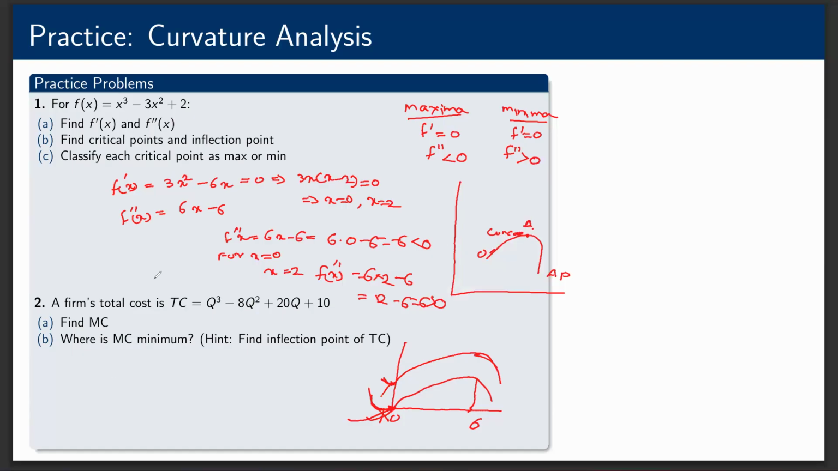Then come to question 2. Total cost is a cubic function. Find the marginal cost. How to find marginal cost? It should be the first order derivative of TC. Already remember, if the total function is given, take its first order derivative, it will give you the marginal function.